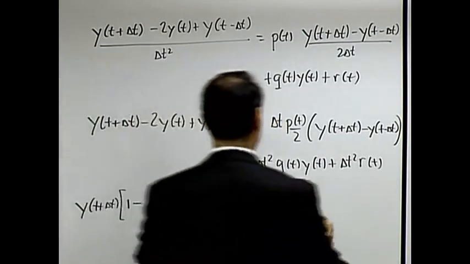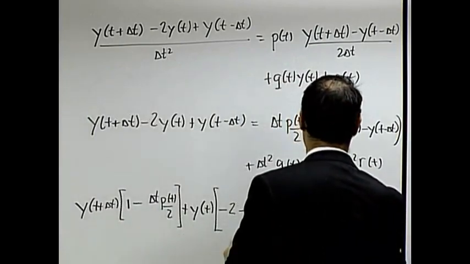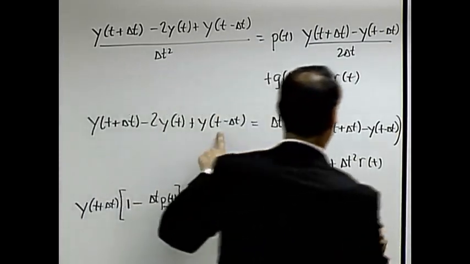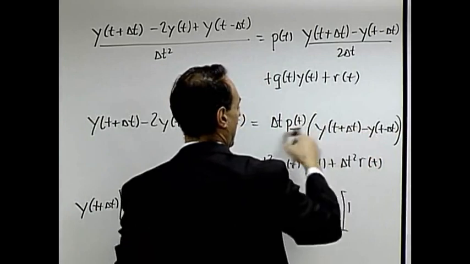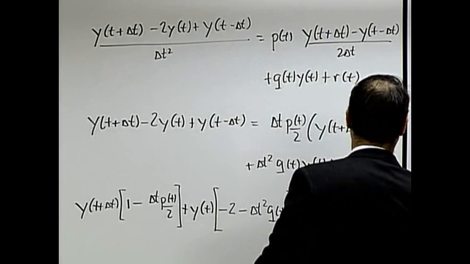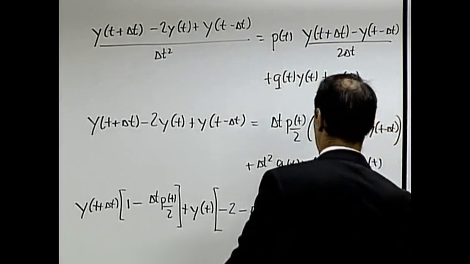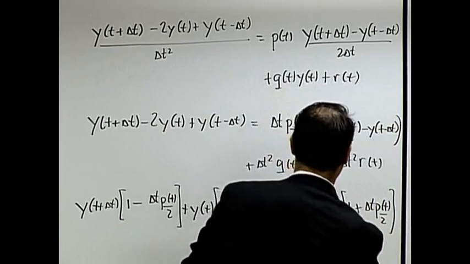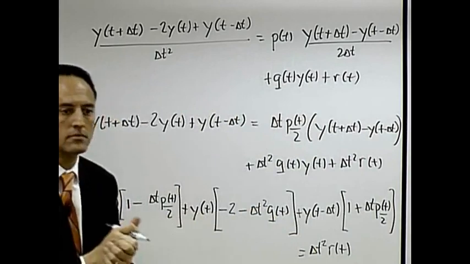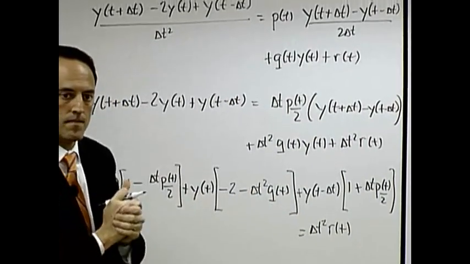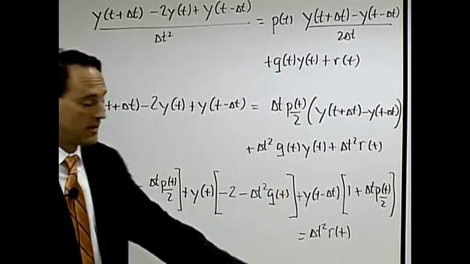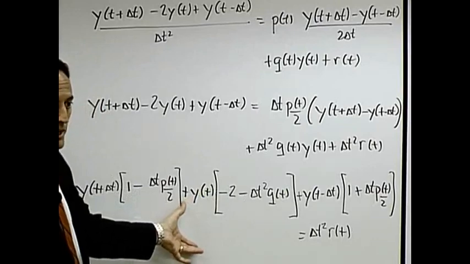How many y of t minus delta t terms do I have? Well, I have one here. There's another one there with the minus sign, so I want to bring it to the other side. It's plus, so plus delta t p of t over 2. And then what's on the other side is still this delta t squared r of t. There we go. Right, so I wrote this down, collected everything. And my claim is that this here is simply Ax equal to b.